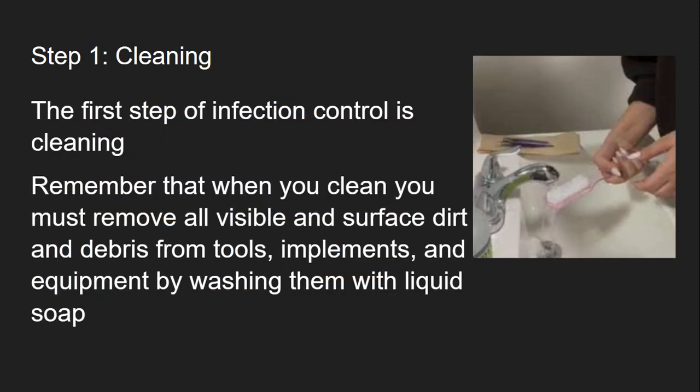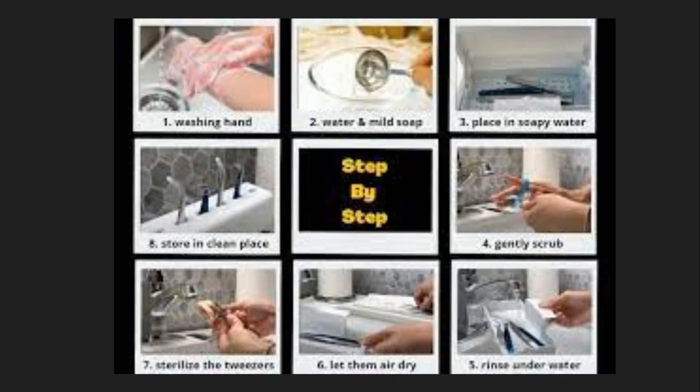Okay, step 1, cleaning. The first step of infection control is cleaning. Remember that when you clean, you must remove all visible and surface dirt and debris from your tools, implements, and equipment by washing them with liquid soap. So make sure to always wash your tools and remove all visible and surface dirt and debris from the tools, implements, and equipment by washing them with liquid soap and warm water.